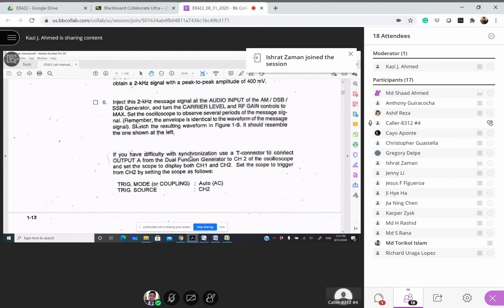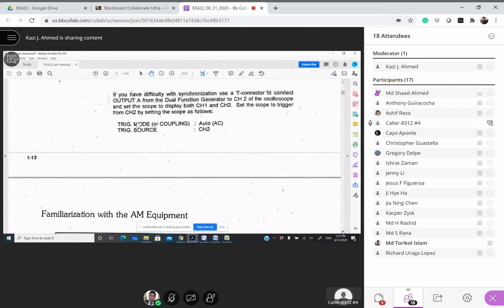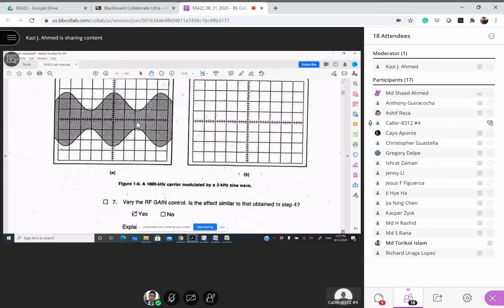If you have difficulty with synchronization, this is part of how to run the oscilloscope. Sometimes it is not stable because of the high frequency, low frequency combination. So sometimes you have to play with the trigger mode of the oscilloscope to make it stable. But as we are not using it, we don't worry about that much at this moment.